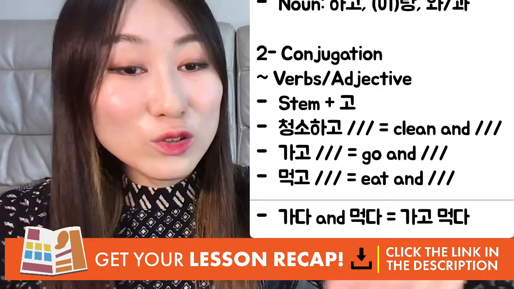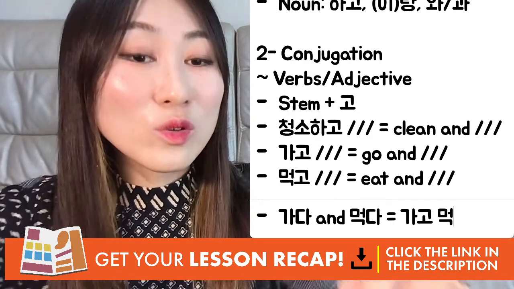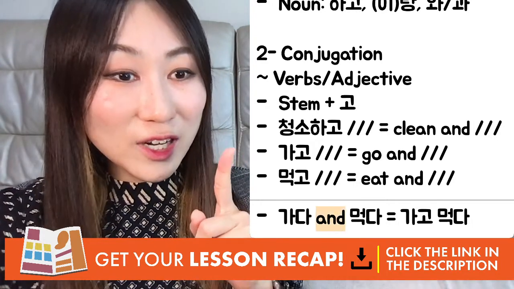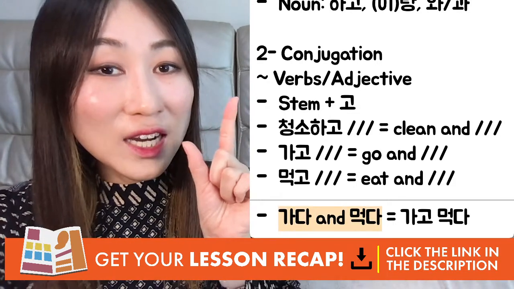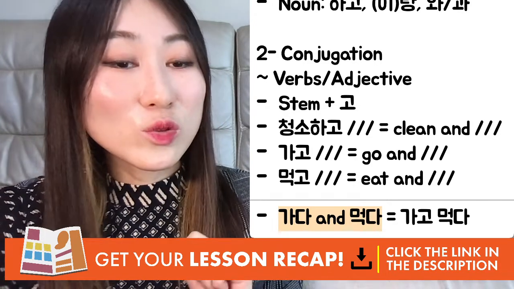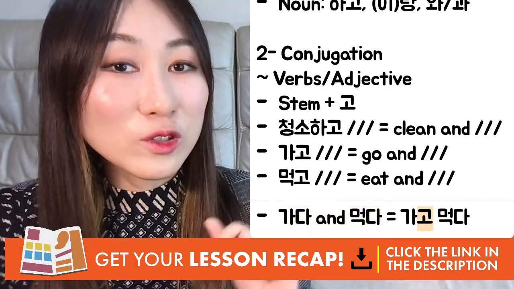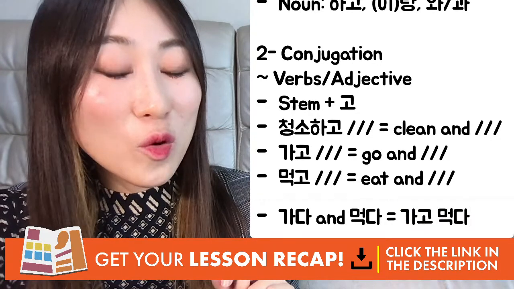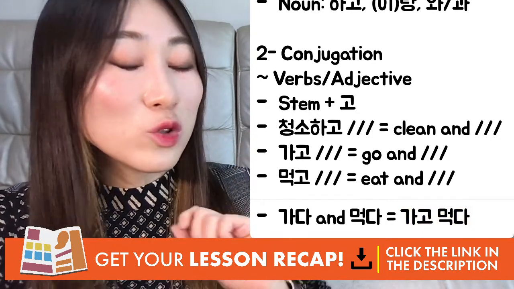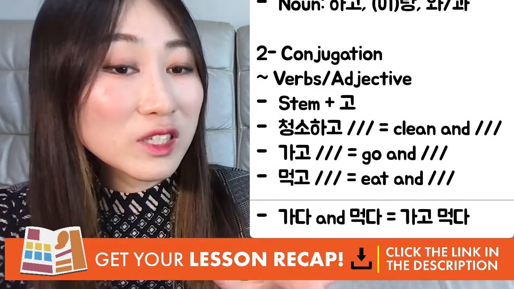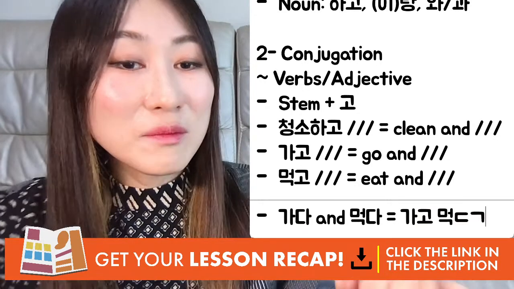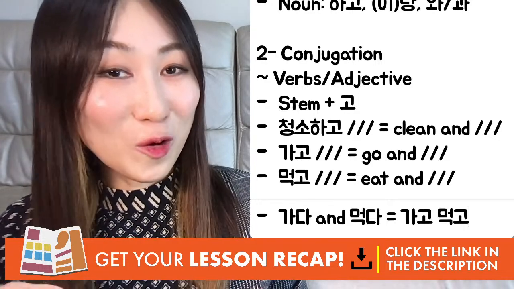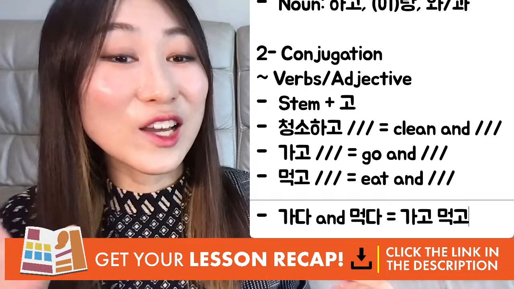Teacher, you don't need to say 먹고, 가고 먹고. No. Just like English. In English, you put and once, right? When there are two verbs or adjectives, you just use and once. So it's the same. We put 고 after the first verb or first adjective. 가고 먹다. For the last verb or adjective, you don't need to conjugate with 고 because it means and. So if you say 가고 먹고, it means I go and eat and. So it's incomplete.